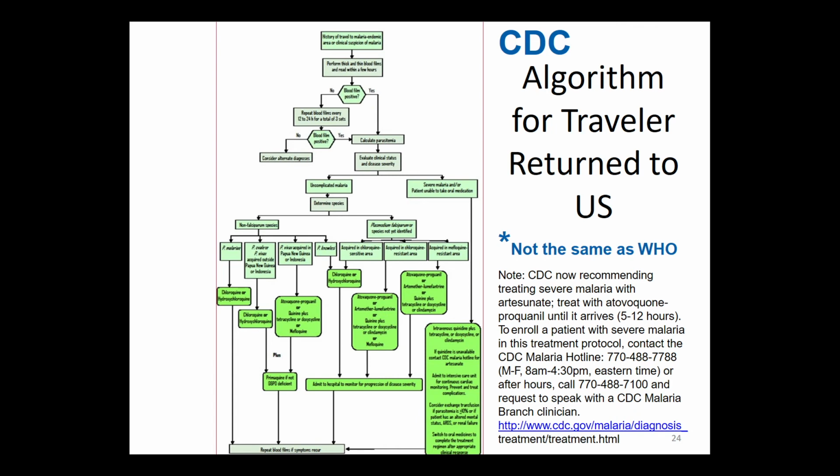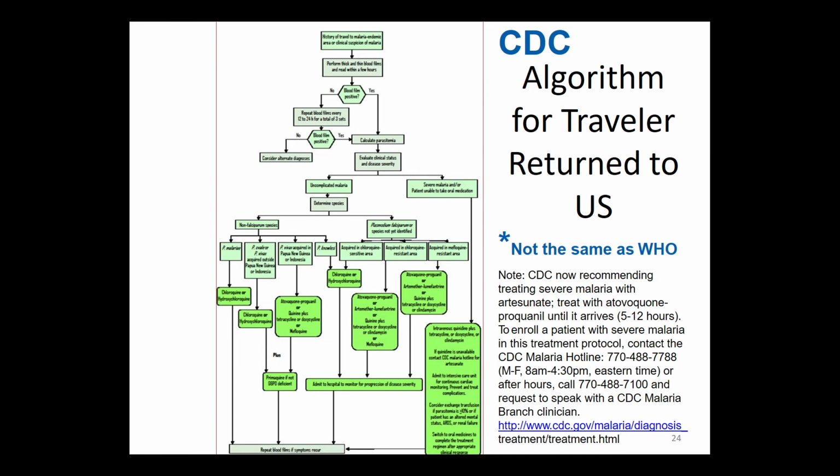Again, if it's positive and you calculated parasitemia and disease severity, you see whether it is complicated or uncomplicated. If it's uncomplicated, you determine the species. If it's a non-falciparum species, it may be Plasmodium malariae, quartan malaria. Then you use chloroquine or hydroxychloroquine. For Plasmodium malariae, it's quite enough.